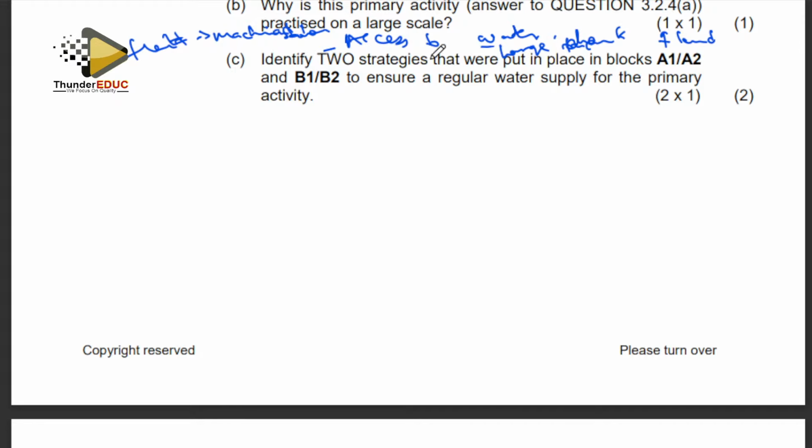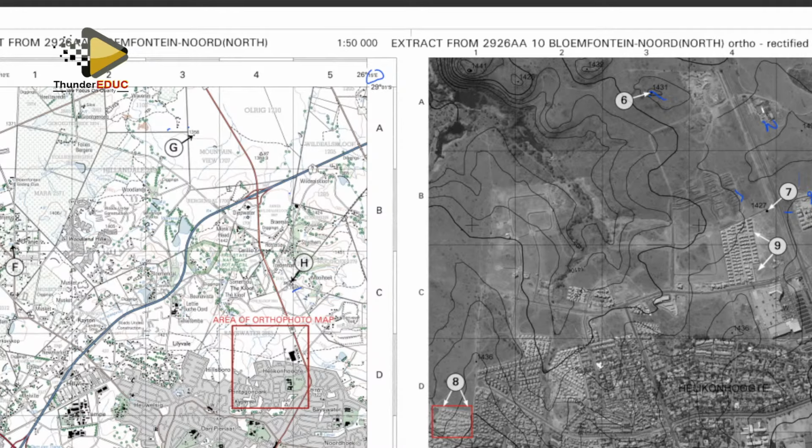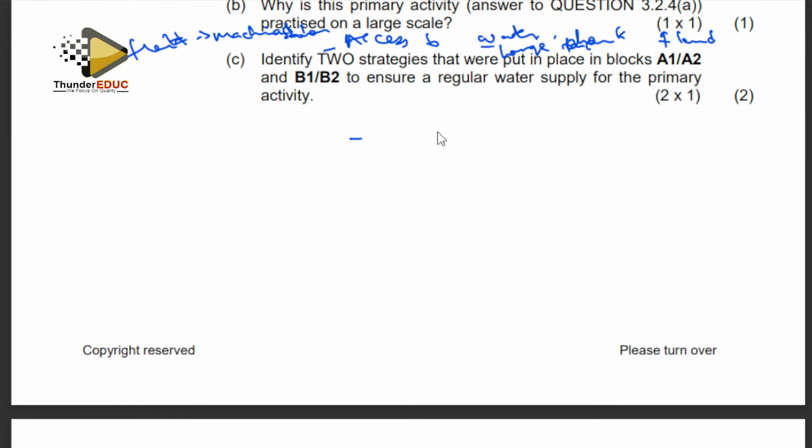Look at C. Identify 2 strategies that were put in place in the blocks A1 and A2, B1 and B2 to ensure regular water supply for this primary activity. What do they have there? Number 1, we have identified that there's a dam here. What are dams used for? To store water for irrigation. So, number 1, the construction of a dam. So the dam is helping in easy access to what? To water. Are we together?